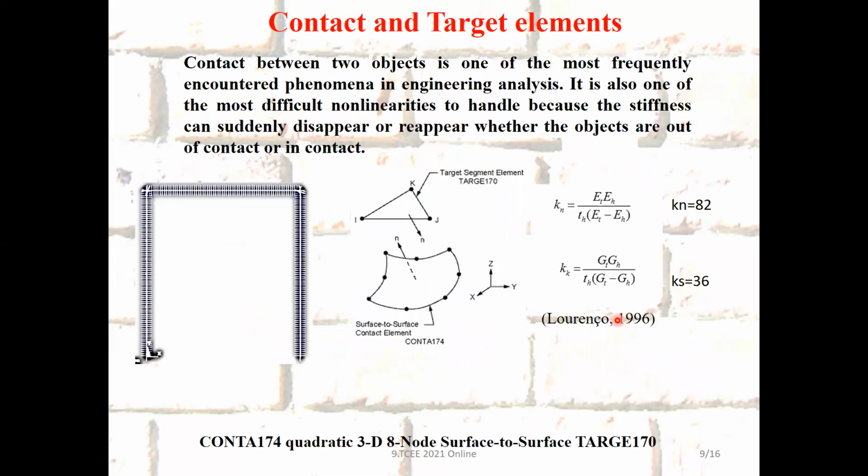For the target and contact elements between the masonry wall and frame, these elements can be shown here, and the stiffness parameters are in the normal and shear directions. And these can be calculated from this study.